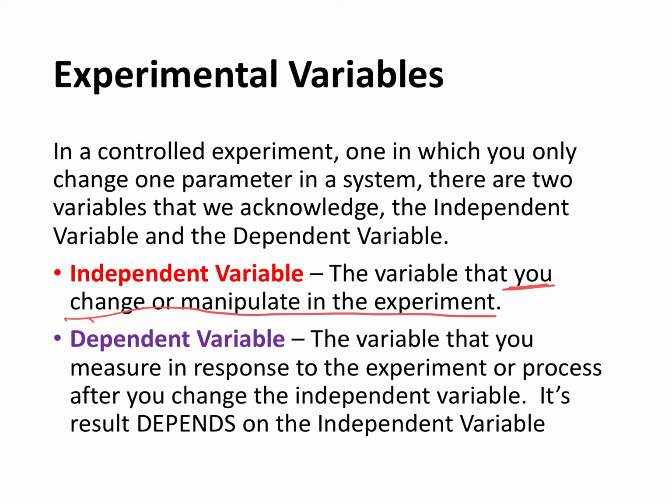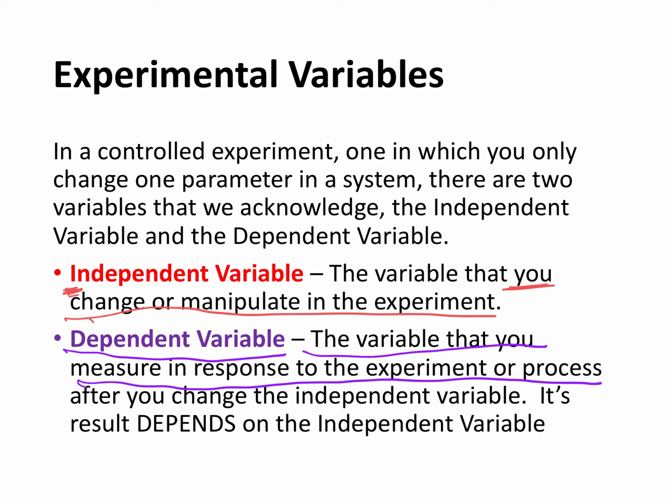How do you know which one it is? It's the one that's I. I change the variable. Independent. It's not independent of anything. It's the one that you change. So it starts with the letter I. The dependent variable is the variable that you measure in response to the experiment or process.